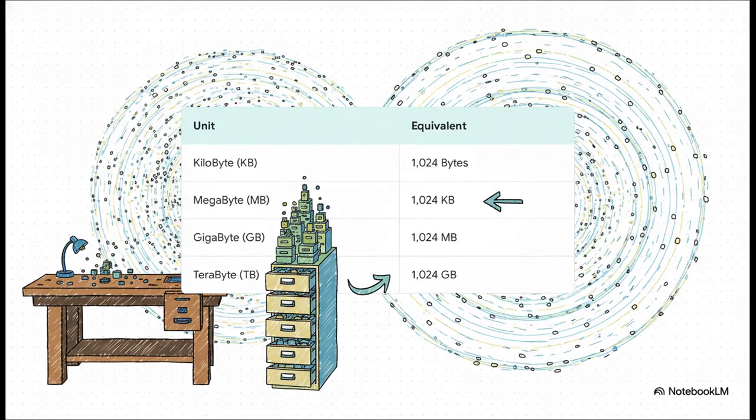And the amount of space we're talking about, both in the filing cabinet and on the workbench, gets huge fast. A kilobyte is about 1,000 bytes. A gigabyte? That's over 1 billion. And a terabyte, which is pretty common now, is over 1 trillion bytes of information. It's just a mind-boggling scale.